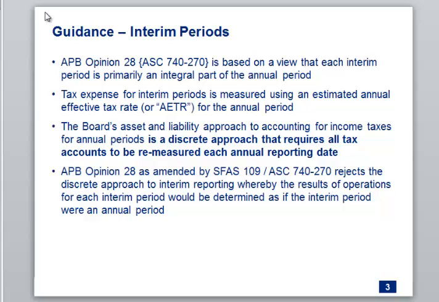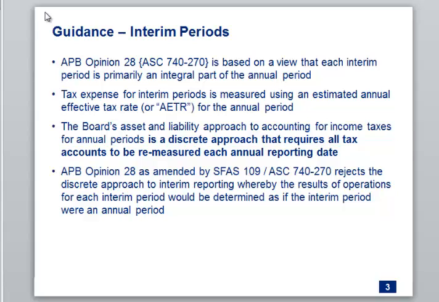Okay. But in general, the rule was that the interim period, as you see in this first bullet, is just a part of an annual period. And the general approach, and this is kind of the punchline on all this, is the second bullet, which is you're supposed to estimate an annual effective tax rate and then apply that annual effective tax rate to income each quarter.